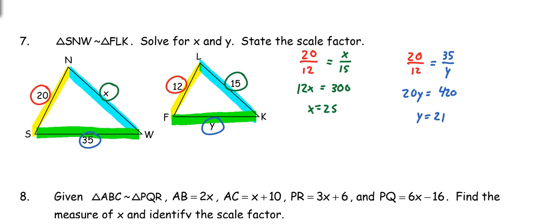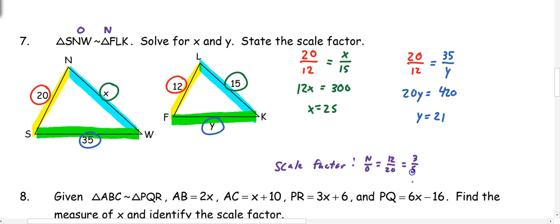The last thing they want us to do is find the scale factor. Remember, for scale factor, it's always your new shape over your old shape. So we're going to use the sides that already have the numbers, the 12 and the 20. So I would have new over old, 12 over 20, which reduces to 3/5.